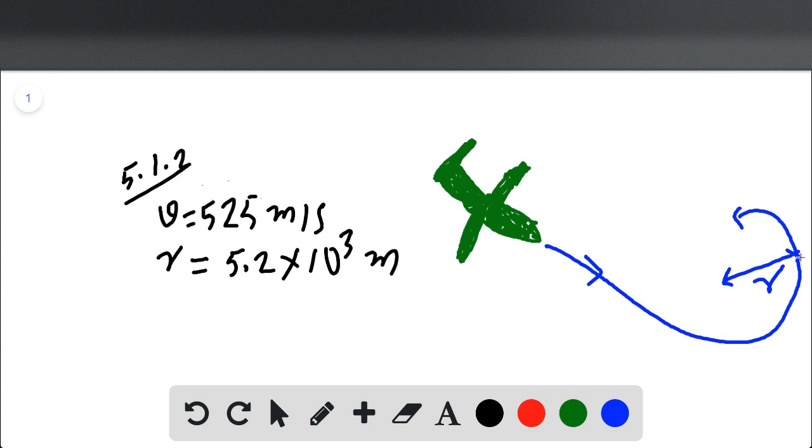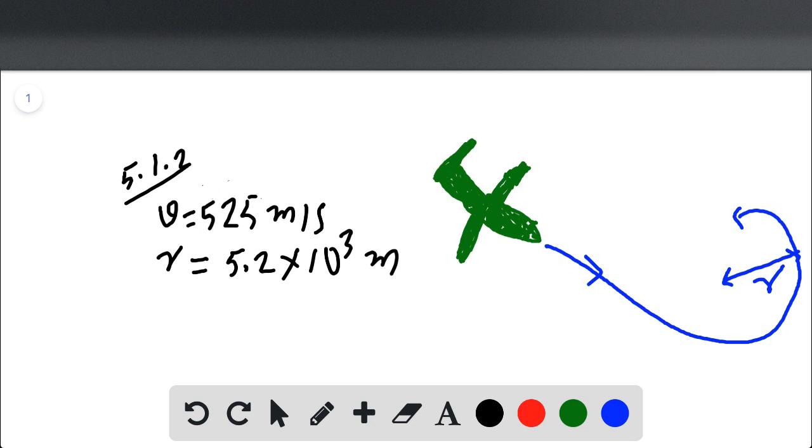is changing. And because of the change in direction, you will always have an acceleration that is pointing towards the center of the circle here. That acceleration is called the centripetal acceleration, and that's what we're trying to find out here. All right, let's go ahead and find the centripetal acceleration.